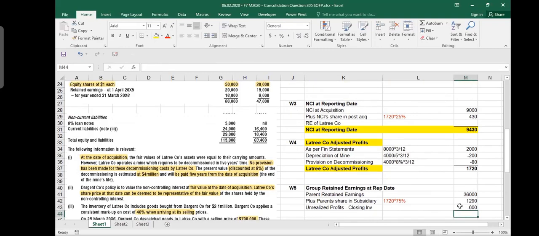So you should be subtracting it, because what happened is that the parent has sold these goods to the subsidiary, and the parent retained earnings actually include this profit because the parent has sold. But for the group, you cannot recognize it. So when you are calculating group retained earnings, this parent retained earnings of 36,000 actually includes this one, so you have to subtract it from the group. I explained this before.